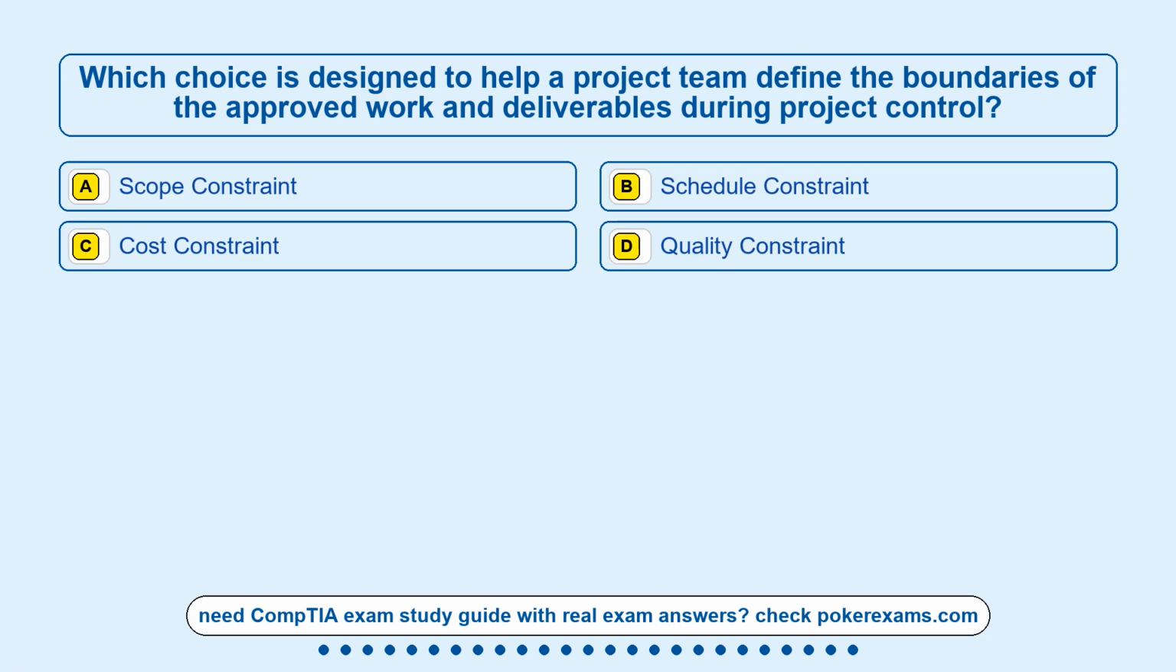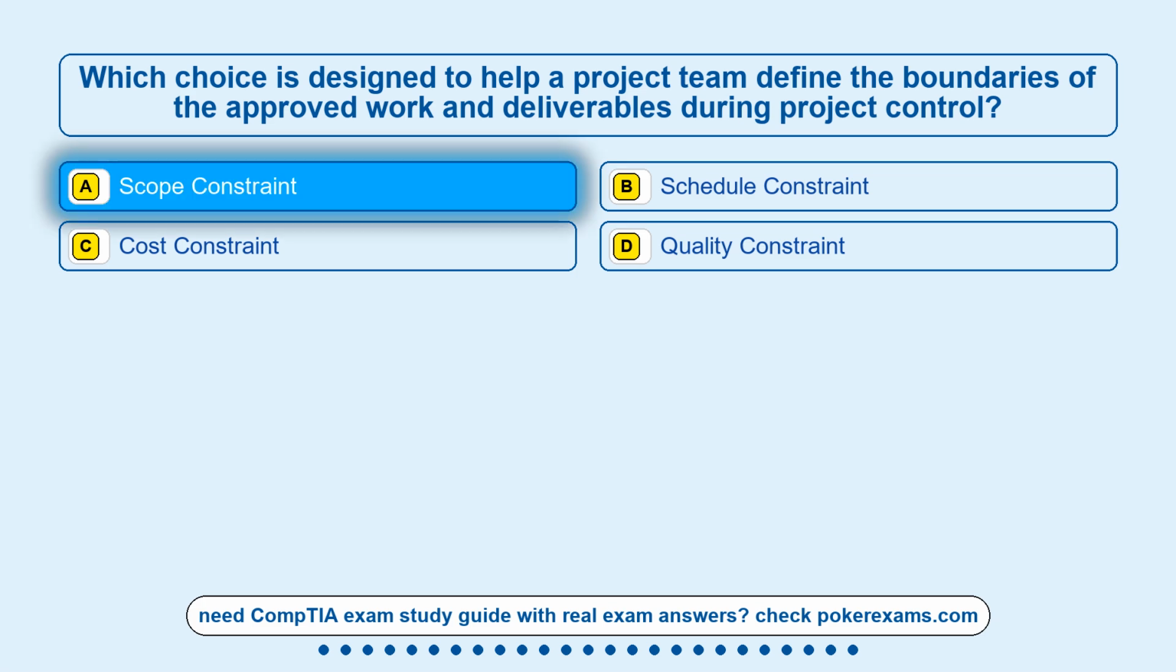Question 19. Which choice is designed to help a project team define the boundaries of the approved work and deliverables during project control? Option A, scope constraint. Option B, schedule constraint. Option C, cost constraint. Option D, equality constraint. The correct answer is option A, scope constraint.